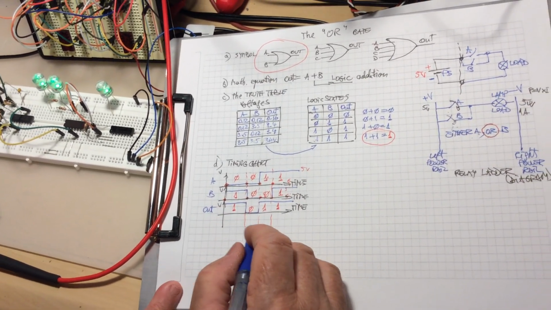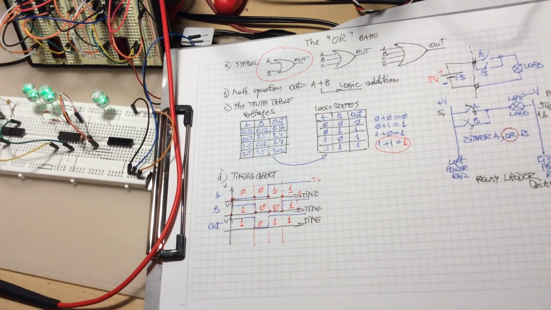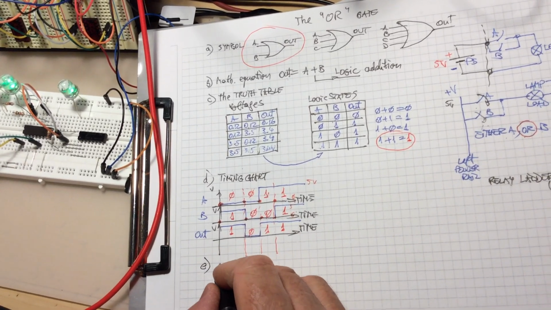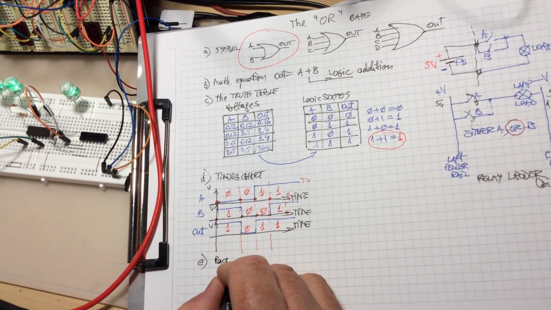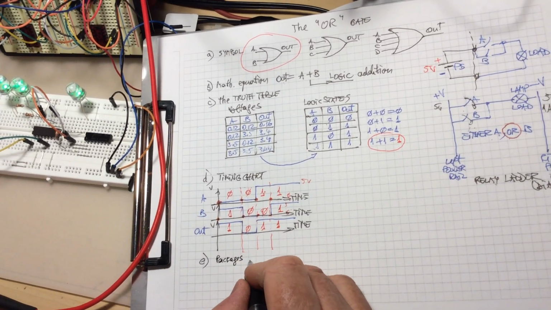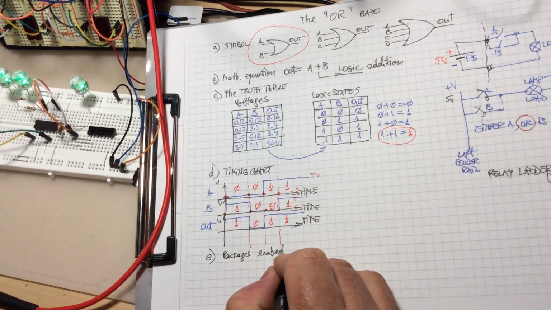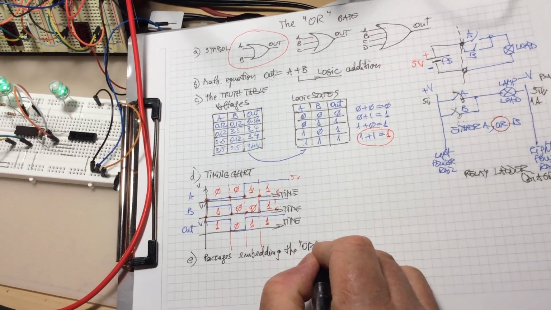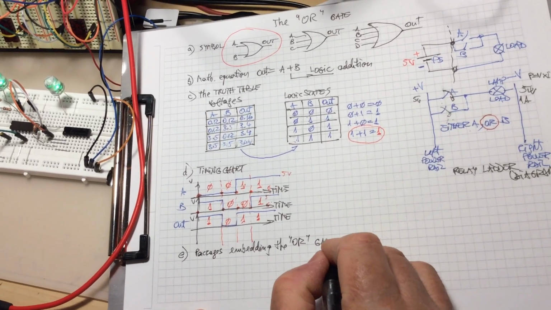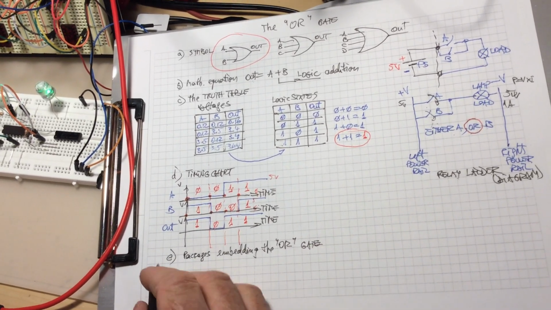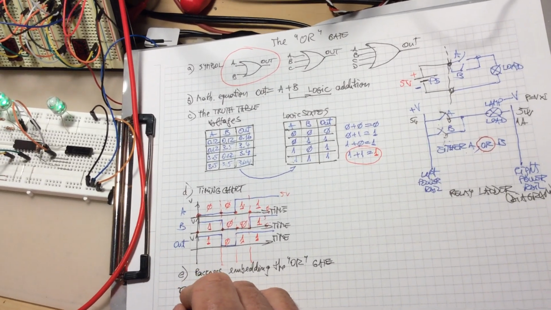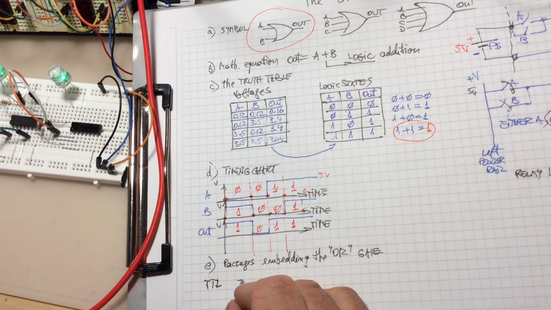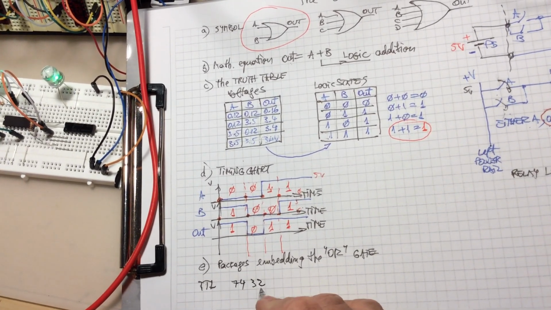Next point in our pattern here is E, packages. Packages, embedding the OR gate or function. TTL packages. Remember, there are 2 basic technologies, TTL and CMOS. For TTL, we're going to have 7432.